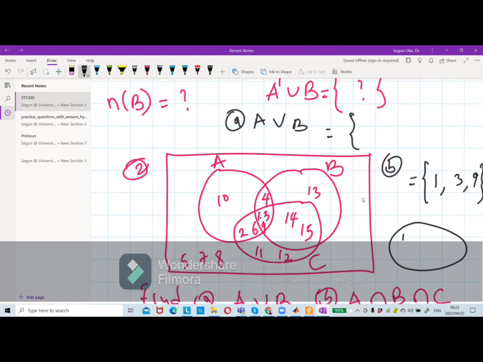We have 1, 3, 9, 14, 15, 11, 12. You take them out. But our target here now is A union B. Match the two together.